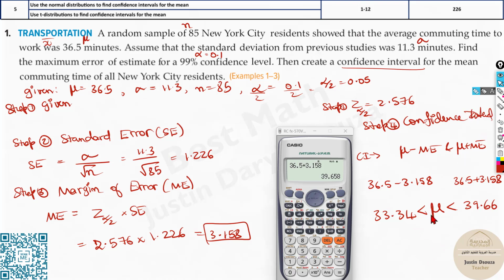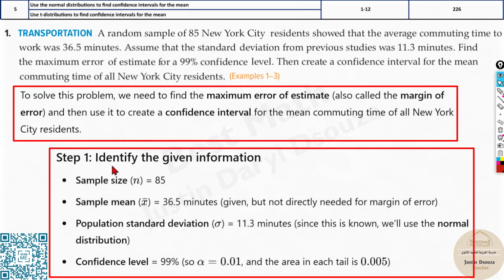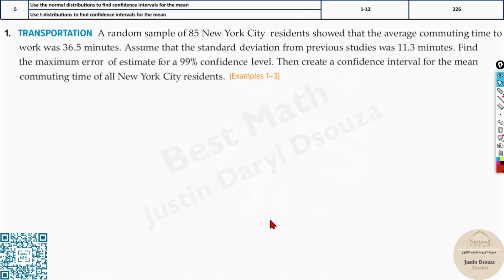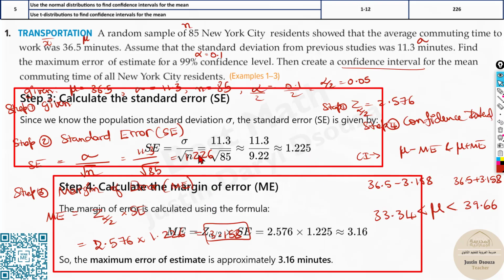So that would be our answer. Let's just look into the final answers to verify. Let's go step by step. First, to identify the given information, everything will be given. And the z value table must be given. You just write it out. Don't write it as a step. For your exam, this must be given. And then this is the important step, standard error. We found that out. We rounded off to the nearest thousandth and we got 1.226.